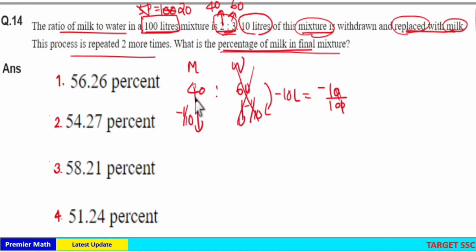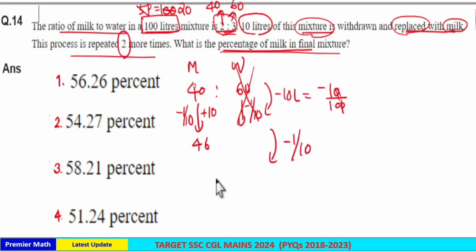So 1 by 10 of 40 means 4. So 40 minus 4 is equal to 36. But you are adding 10 liters of milk to it. So 36 plus 10, total 46, is the milk quantity after the first step. But you are repeating this step 2 more times.